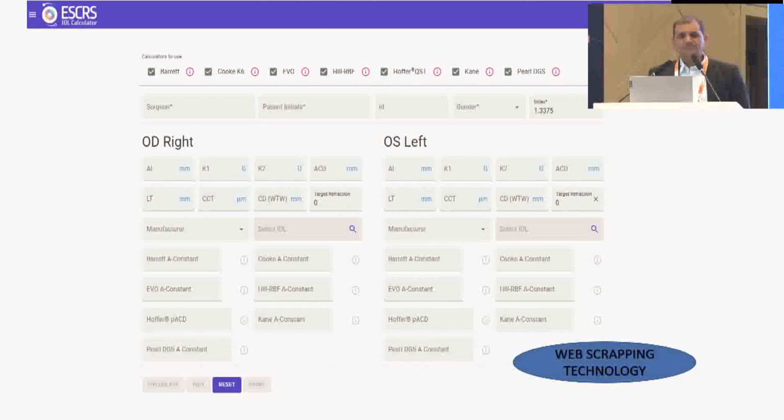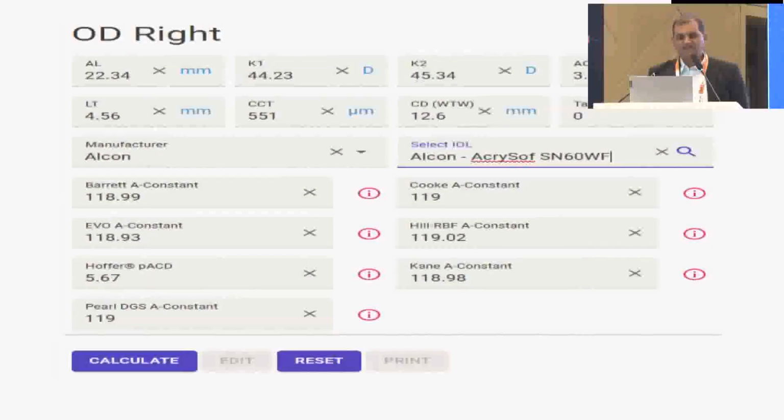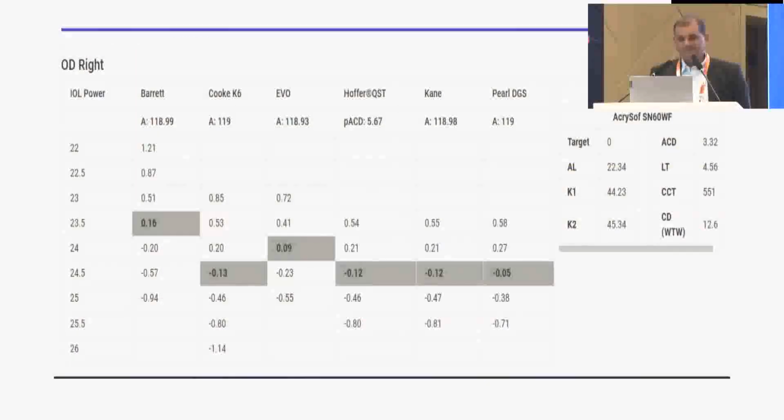The most recently introduced is the ESCRS IOL calculator, which is available to all of us free online and which incorporates so many formulas: Barrett, Cooke K6, EVO, HEAL RBF, Hoffer Q, CAN and Pearl DGS. We just have to put in the data and all 7 formulas come up as a result. So it works very well for us.